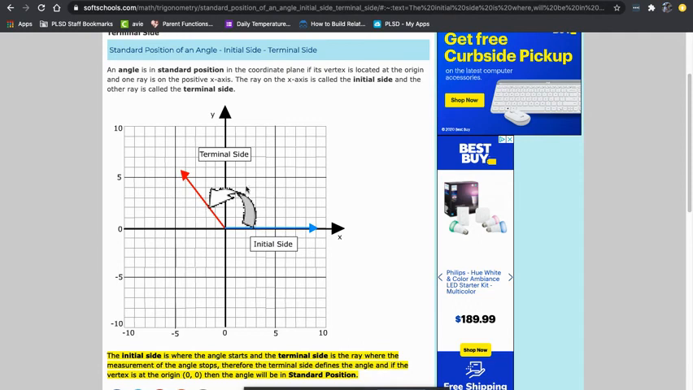And the question they'll ask you is, where is the terminal side located? Is it located on the x-axis? Is it located in the first, second, third, or fourth quadrant? Is it the negative x-axis, which is on this side, or the positive x-axis, which is over here? Or the positive y-axis, or the negative y-axis. So they're asking where this angle goes.